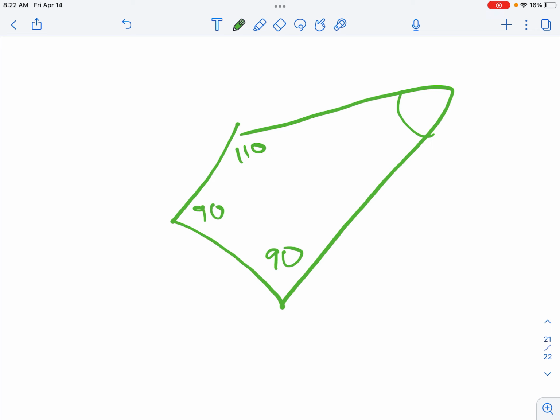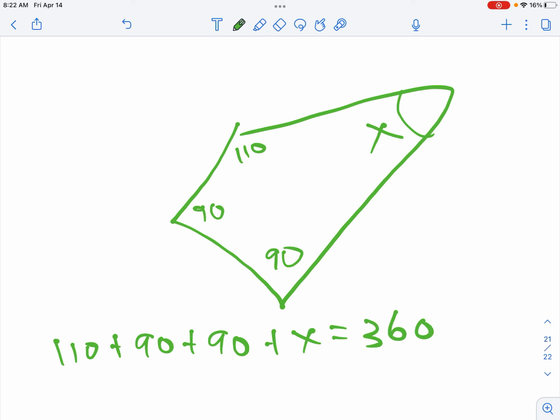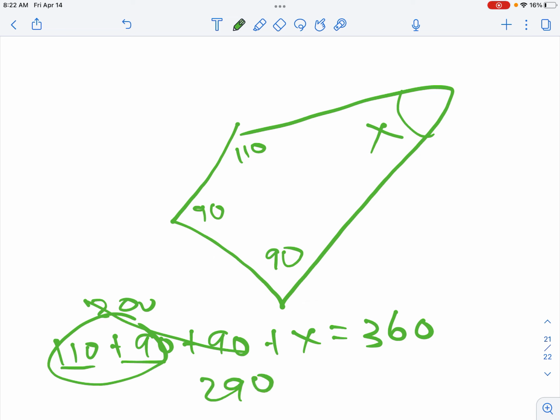Well, we just call this guy x, and we say 110 plus 90 plus 90 plus x equals 360. We can solve this out. So 110 plus 90 turns into 200. This turns into 290. 290 plus x equals 360. And so x has got to be 70 degrees.